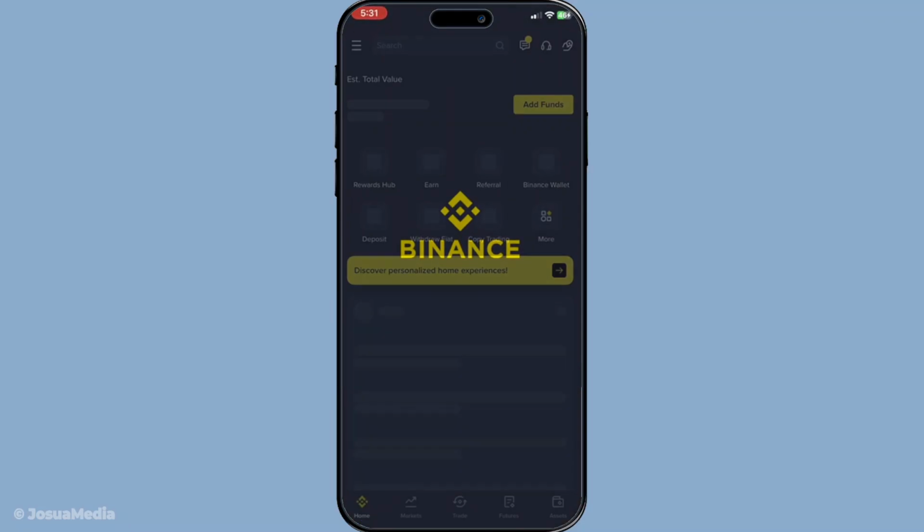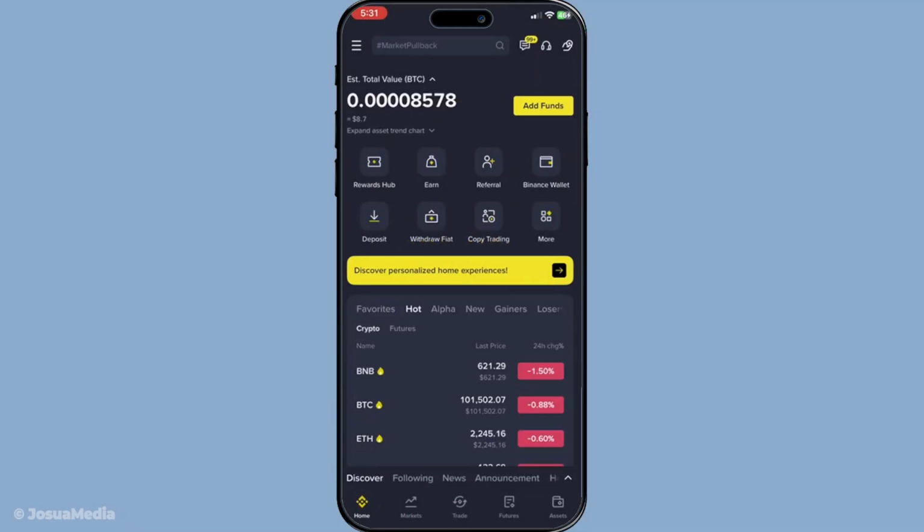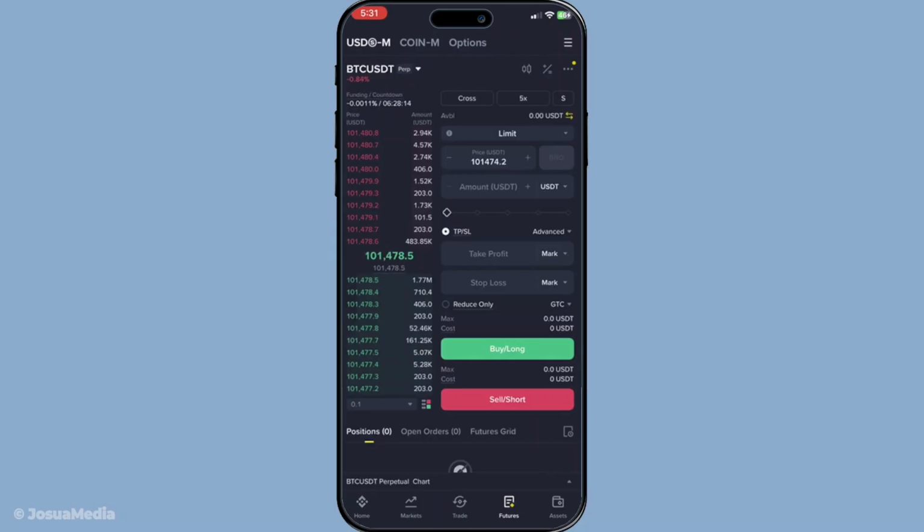First things first, you're going to want to open the Binance app on your device and navigate to the futures section. Make sure you're familiar with this interface, as it's where you'll do all your trading. This section lets you trade contracts rather than actual cryptocurrencies, which can offer more strategic options but also greater risk, so use caution.